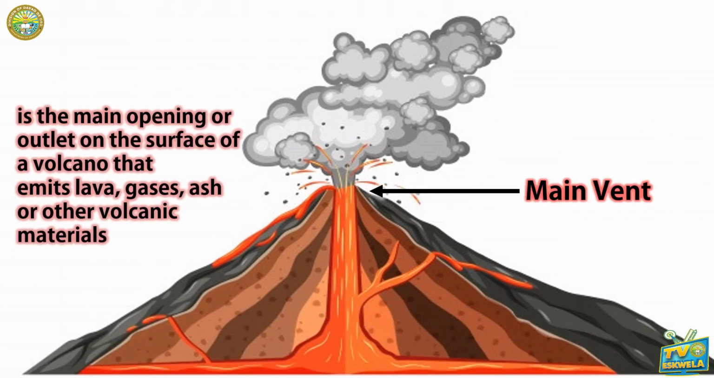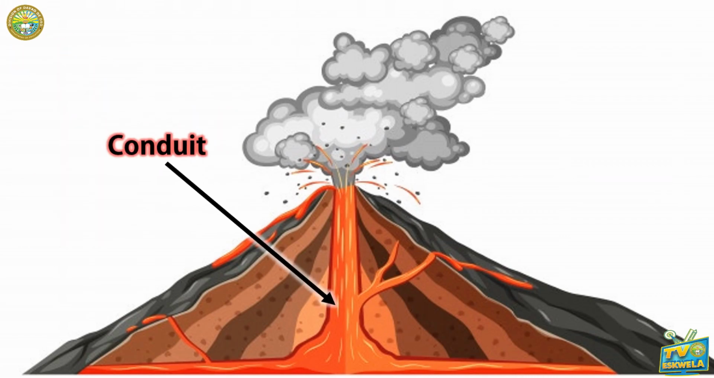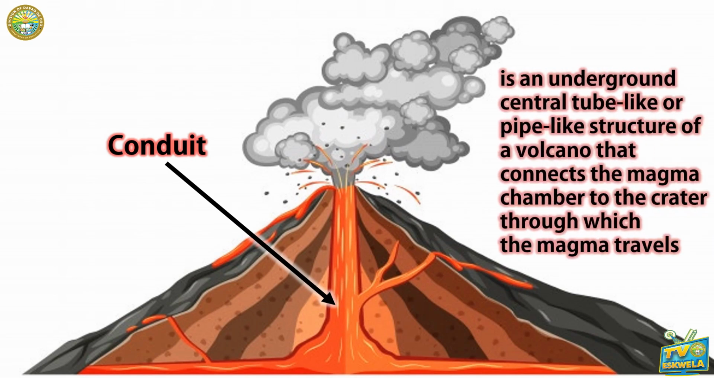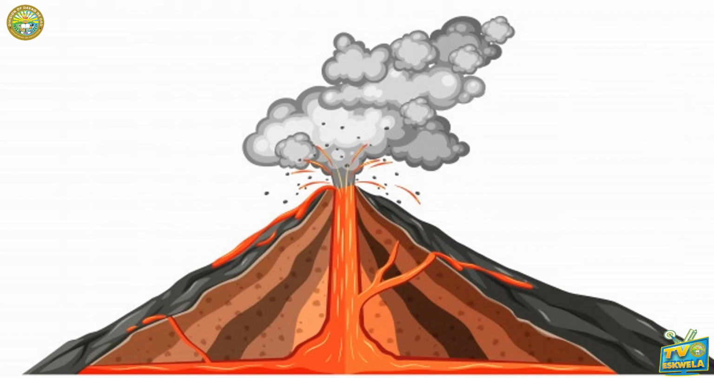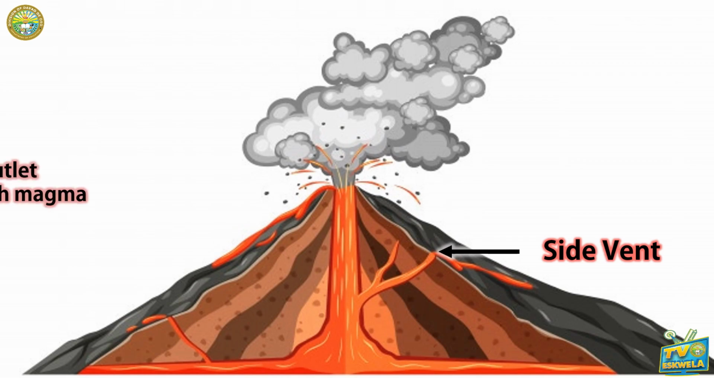Main vent is the main opening or outlet on the surface of a volcano that emits lava, gases, ash, or other volcanic materials. Conduit is an underground central tube-like or pipe-like structure of a volcano that connects the magma chamber to the crater, through which the magma travels. Side vent is a smaller outlet through which magma escapes.